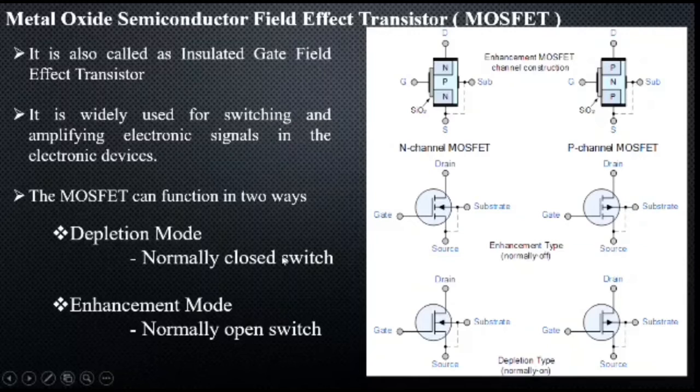Enhancement mode. When there is no voltage on the gate, the device does not conduct. The more voltage on the gate, the better the device can conduct. The transistor requires a gate source voltage to switch the device on. That is, in the enhancement mode, MOSFET is equivalent to a normally open switch.